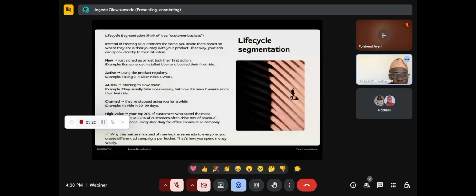Don't forget that when you're working with an app, maybe like Uber, somebody installing your app and signing up doesn't mean that they're a customer yet. They are just a user. That's why I'm saying user, customer. They are not the same thing.